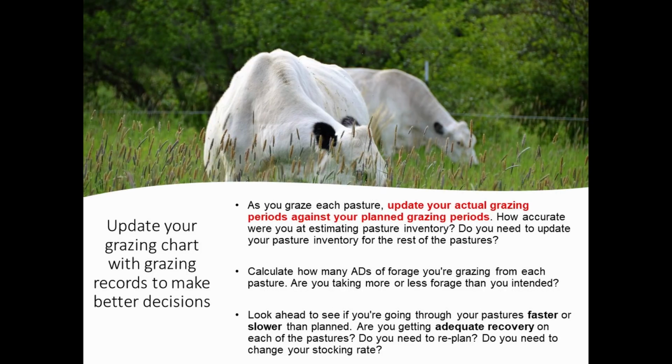As you graze each pasture, update your actual grazing periods against your planned grazing periods. How accurate were you at estimating pasture inventory? Do you need to update your pasture inventory for the rest of the pastures? Calculate how many animal days of forage you're grazing from each pasture. Are you taking more or less forage than you intended? Look ahead to see if you're going through your pastures faster or slower than planned. Are you getting adequate recovery on each of your pastures? Do you need to replan? Do you need to change your stocking rate?